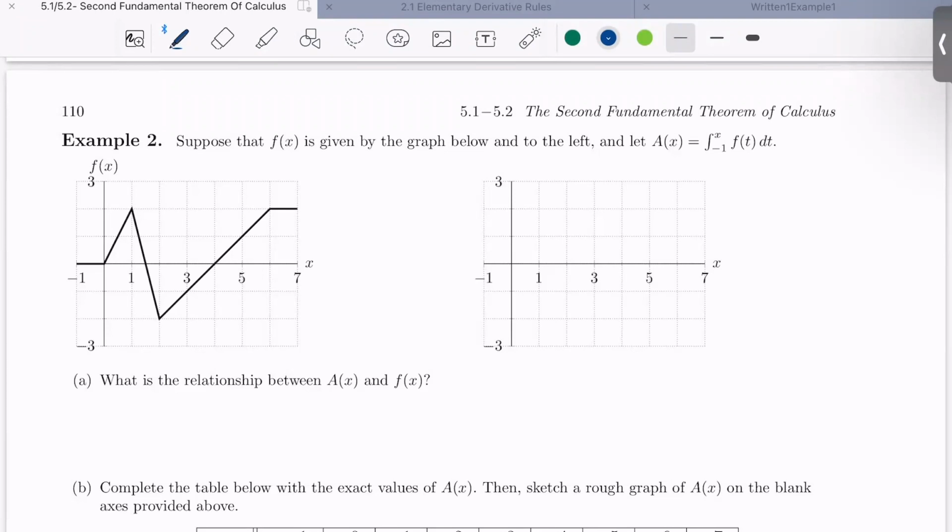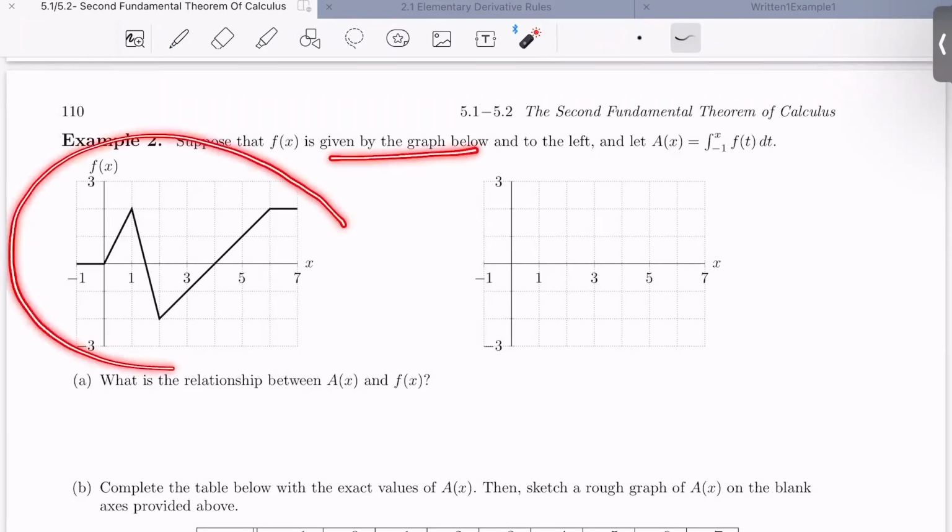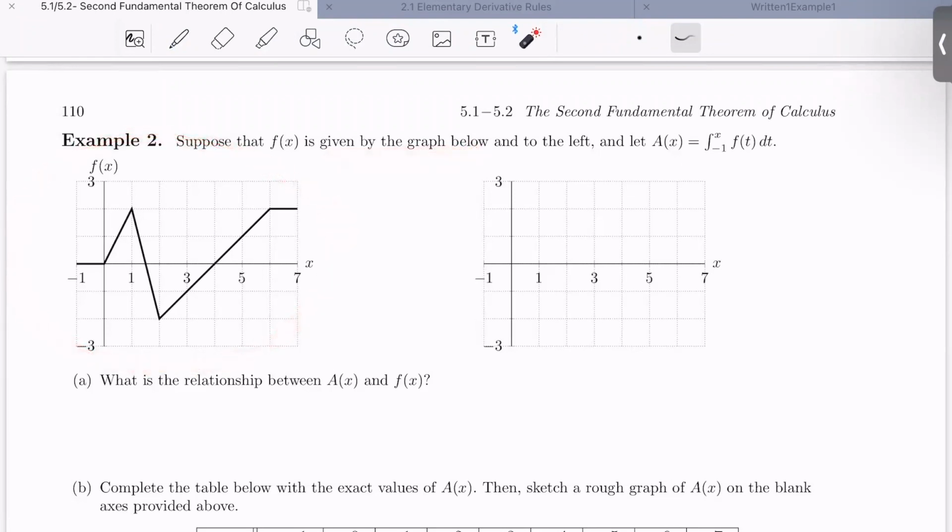Example 2 says, suppose that f of x is given by the graph below. So here's f of x. And let A of x be defined as the integral of f from -1 to x. Then part A says, what is the relationship between A of x and f of x? So again, we're given A of x as a function defined by the integral involving f. For part A, we're just going to use the second fundamental theorem of calculus to relate these two functions.